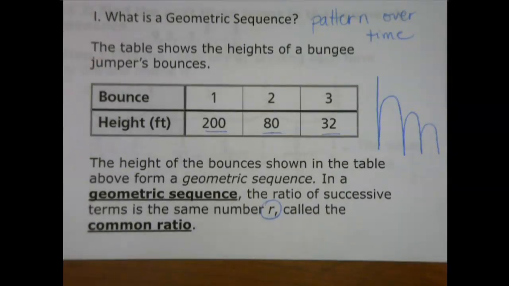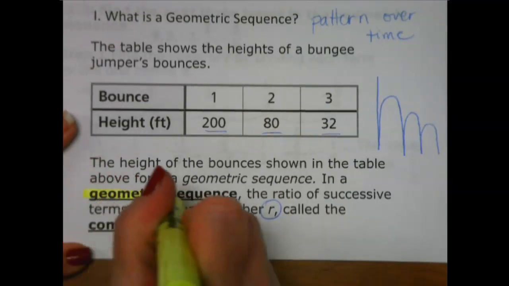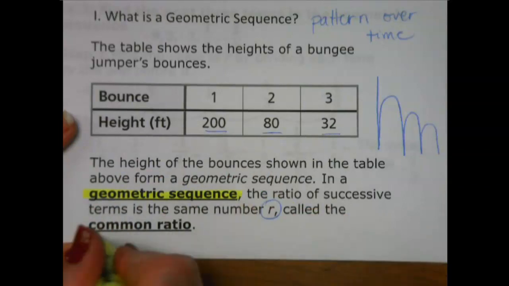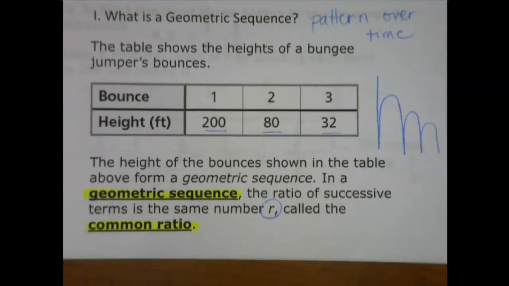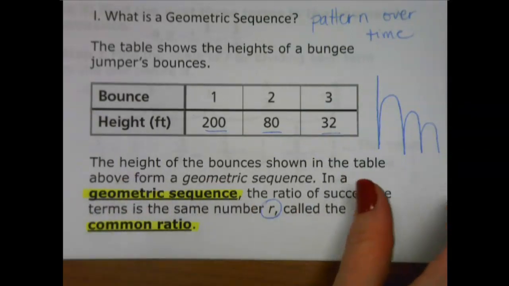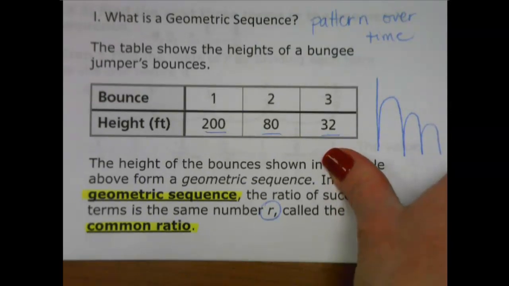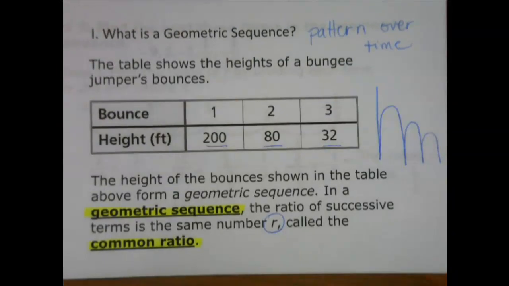So when we talk about geometric sequences, there's two things you care about. Number one, is it a geometric sequence? I'm going to show you how to figure that out soon. And if it is, what is the common ratio? Because that will help you find the next terms or subsequent terms, which is sometimes what they're called. So in general, geometric sequence, pattern over time. And let's look at some more examples.